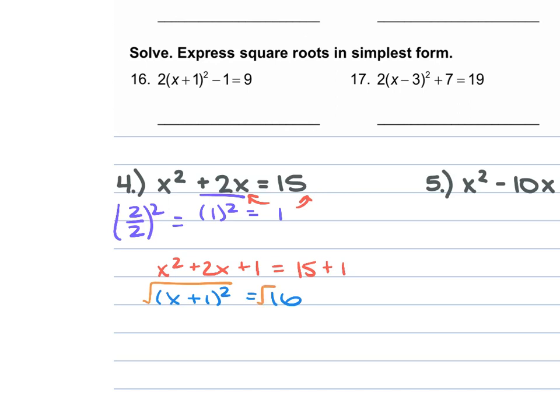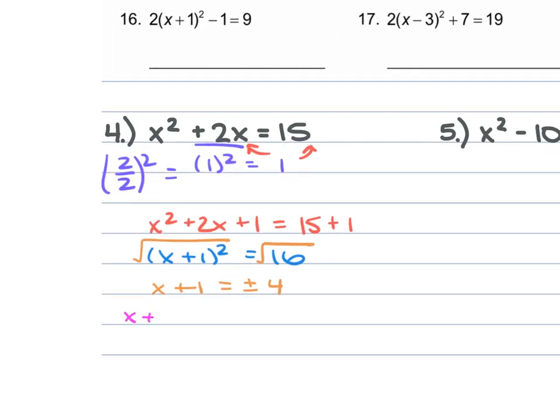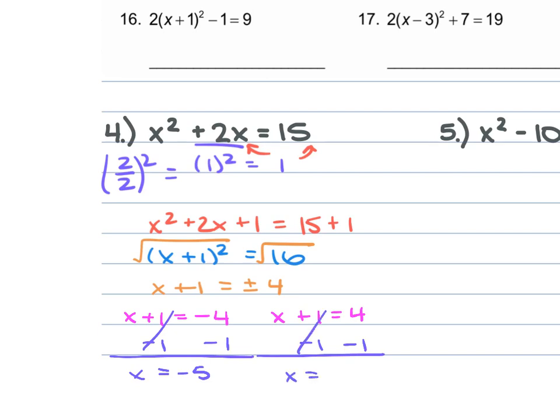We're going to take the square root of both sides, so we get x plus 1 is equal to plus or minus 4. We separate this into two equations to where we have x plus 1 is equal to negative 4, and x plus 1 is equal to positive 4. We're going to subtract the 1 from each side, so we have x is equal to negative 5, and x is equal to 3.